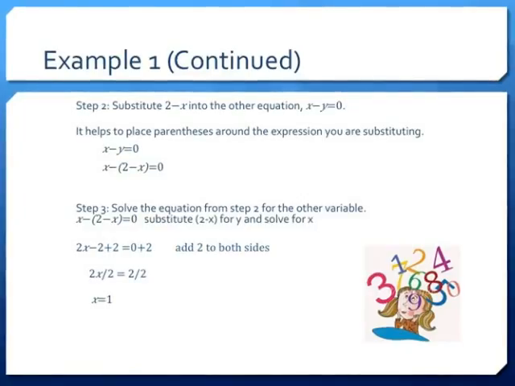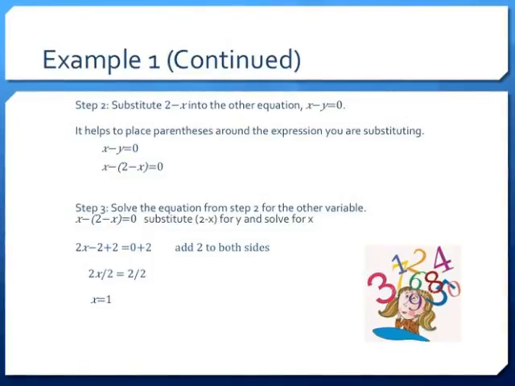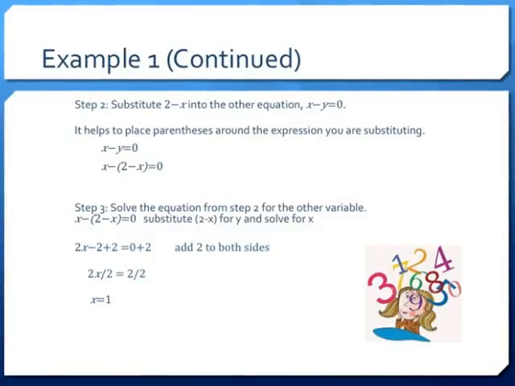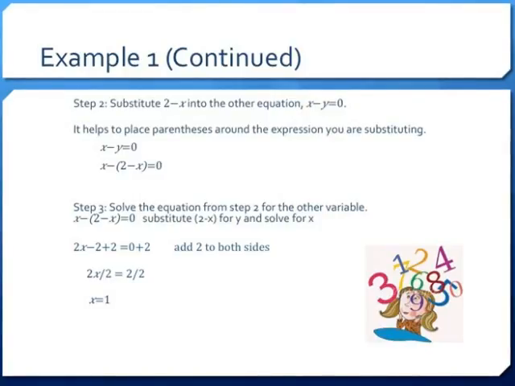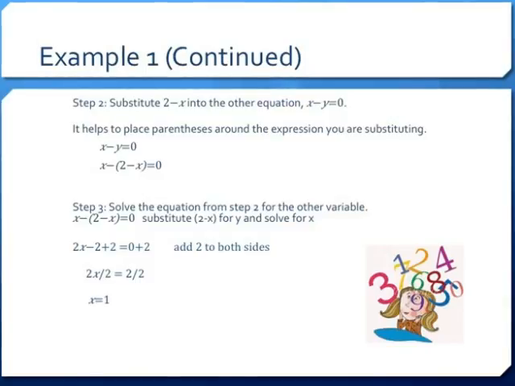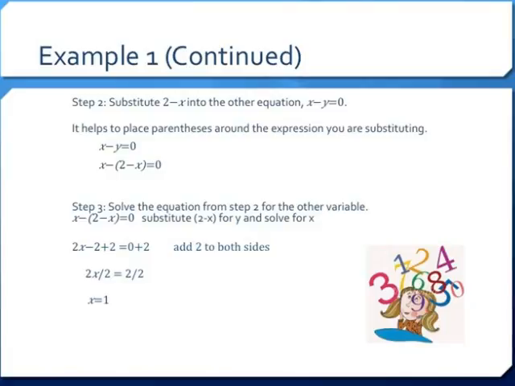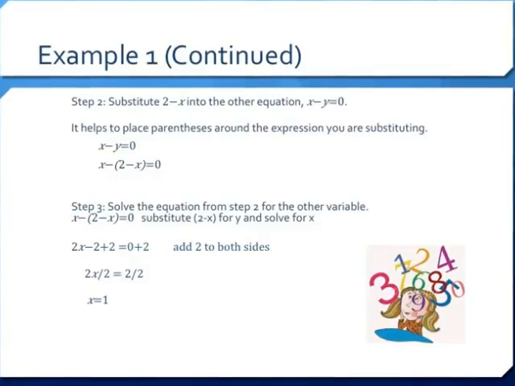For step 3, we want to solve the equation from step 2 for the other variable. x minus the quantity of 2 minus x equals 0. Substitute 2 minus x for y and solve for x. 2x minus 2 plus 2 equals 0 plus 2. Now we just added 2 to both sides. Now we divide by 2. x equals 1.